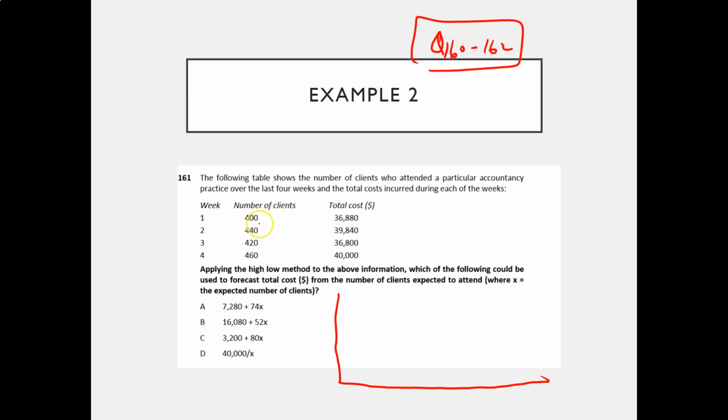So these are my lowest and highest points. So I will just say, okay, this is 400. Here, my total cost at this point is 36,880. And here I have 460, and then I have my total cost being 40,000. And I can't draw a straight line, something that looks like that.